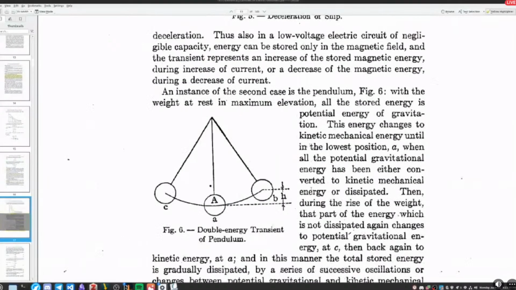Thus, also in a low voltage electric current of negligible capacity, energy can be stored only in the magnetic field, and the transient represents an increase of the stored magnetic energy during increase of the current, or a decrease of magnetic energy during a decrease of current. An instance of the second case is the pendulum. Figure 6, with the weight at rest in maximum elevation, all the stored energy is potential energy of gravitation.